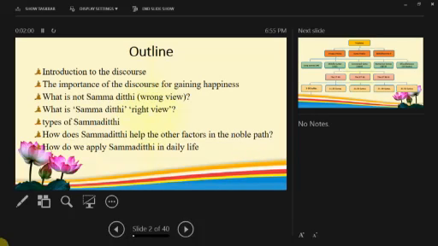Before going to the next step, I would like to tell you that these objectives will not be finished in today's class, because we have to have some classes to finish this discourse. As you see, the discourse has so many factors to discuss. Therefore, I will discuss some of the factors today with the background information.